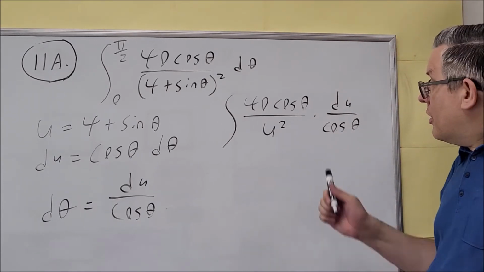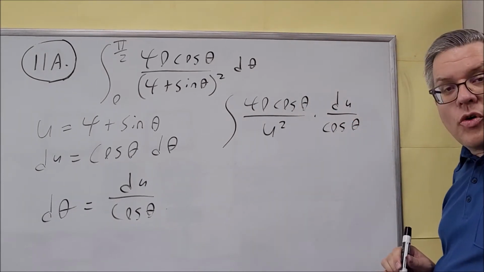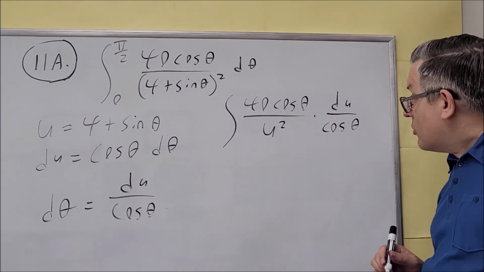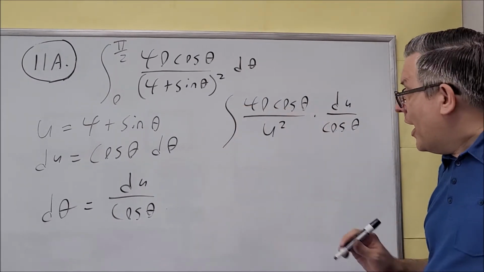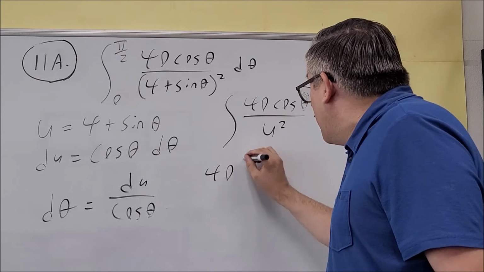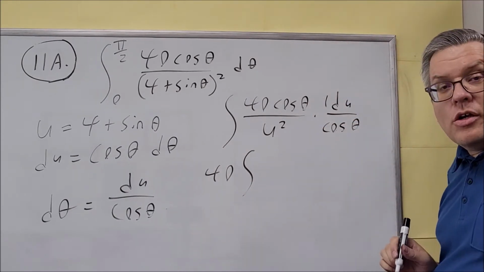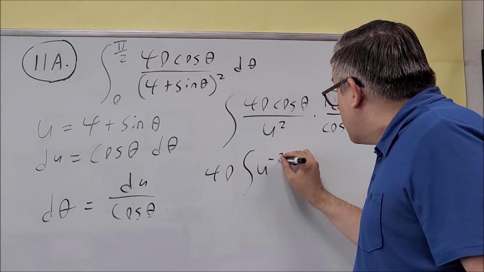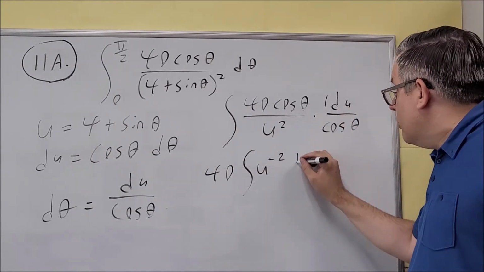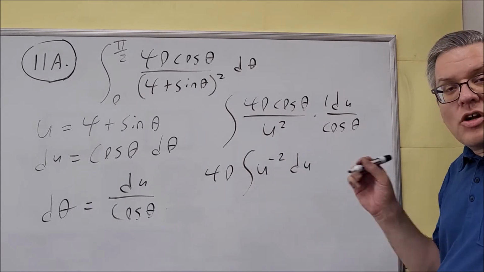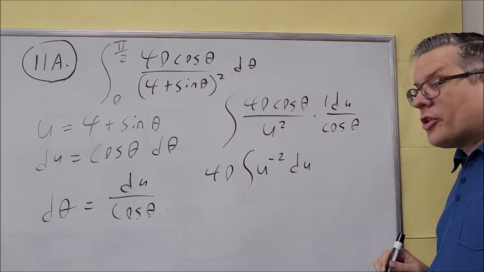Now what we notice here is the cosines are both going to cancel out. The 40 we can put on the outside. So we get 40, and then what we're left with is there's really a 1 up here, so you have 1 divided by u squared. I'm going to write that as u to the negative 2. I've canceled out all the thetas, so u is my only variable left.